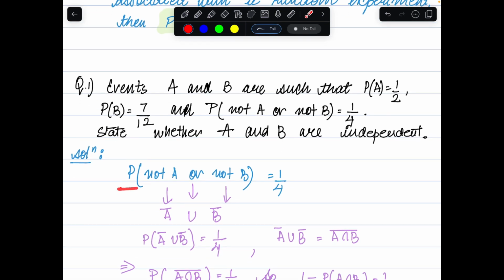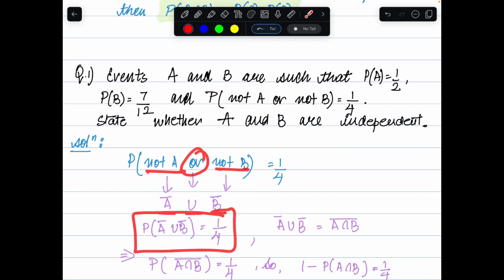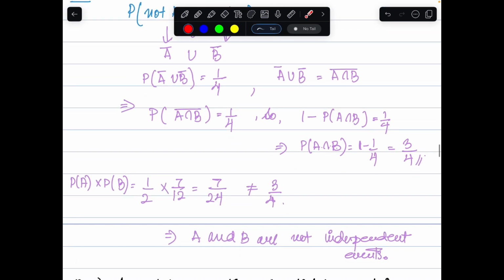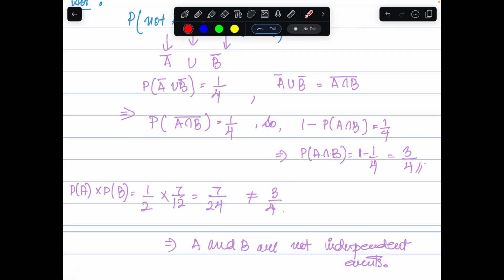So what we are doing, we are converting this first to the theoretical form. Not A is A bar, or means union, not B is B bar. That means this is what we have. Okay. Now see what we are doing. Now I am applying De Morgan's law, and what are we getting over here? P of (A intersection B) whole bar. Now P of (A intersection B) whole bar can be written as 1 minus P of A intersection B. We have seen this in our previous session. Now from here I will get P of A intersection B, that is 3 by 4.